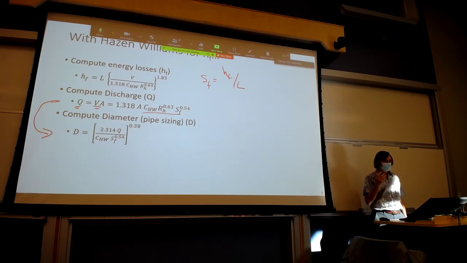And so again, when we use the Hazen-Williams equation, it's a simpler solution path than it was when we used Darcy-Weisbach. And that's again why the old timers like it.